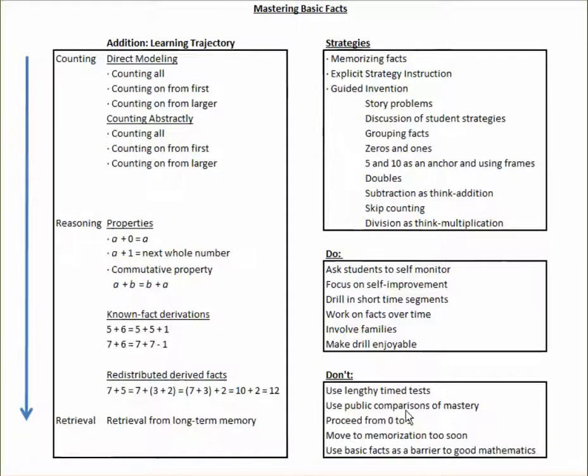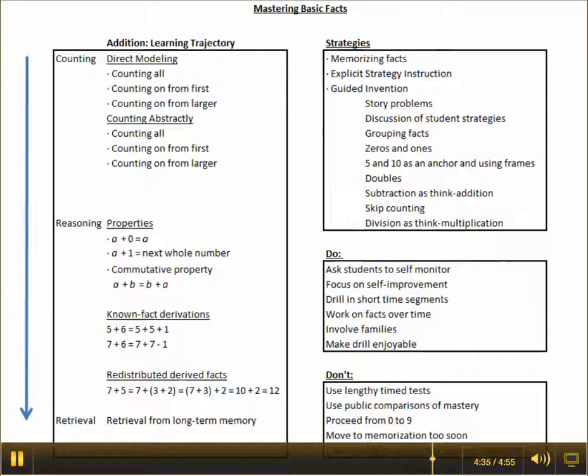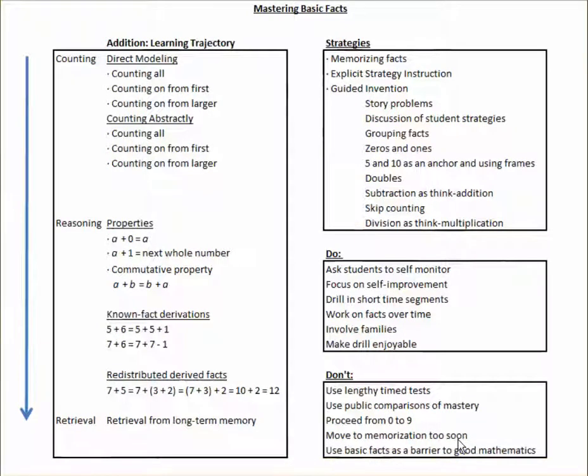Don't use lengthy time tests or public comparisons of who's doing best with these. Don't proceed from 0 to 9. Instead, group those facts in meaningful ways. Don't try to push kids to memorization too soon. They need to have this underpinning to help support that memorization. And don't use basic facts as a barrier to good mathematics. If they don't have their basic facts down yet, let them do good, rich problems and keep working on mastering those facts over time.